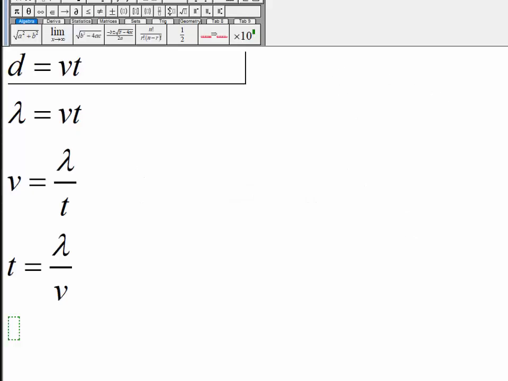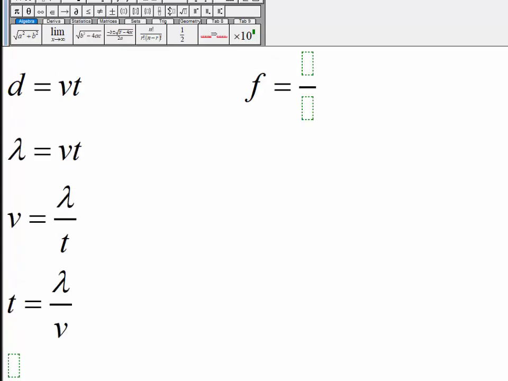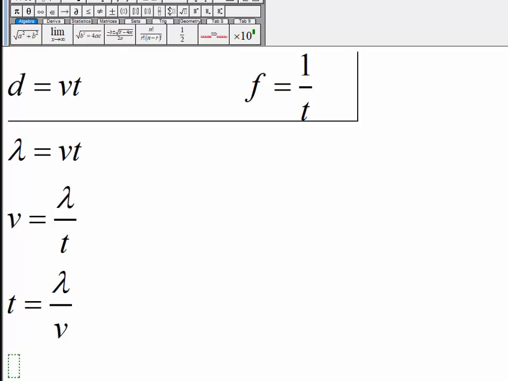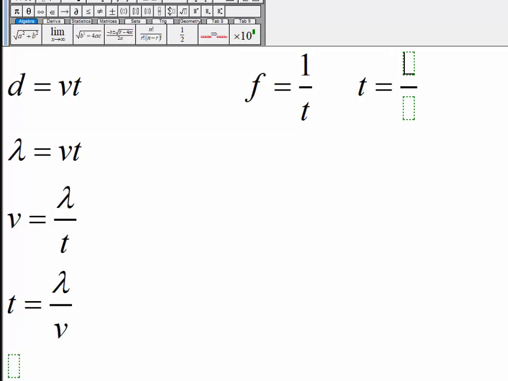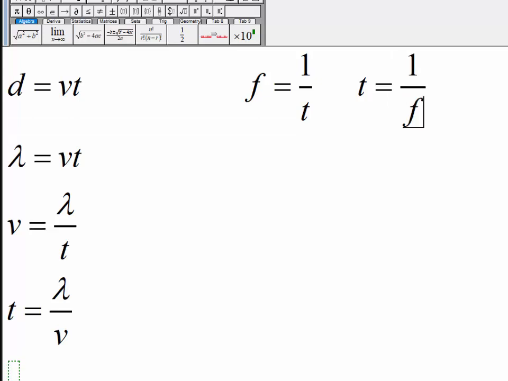So frequency is simply the reciprocal of period. Frequency equals 1 over time. And we can isolate t if we wish. Time equals 1 over frequency. Well, that means we can take any expression here that has t in it, and we can replace the t with 1 over f.